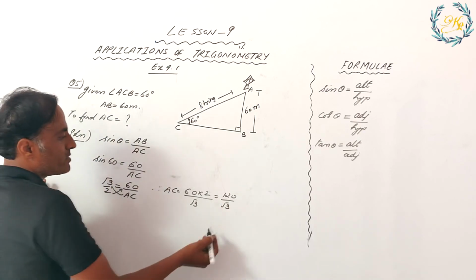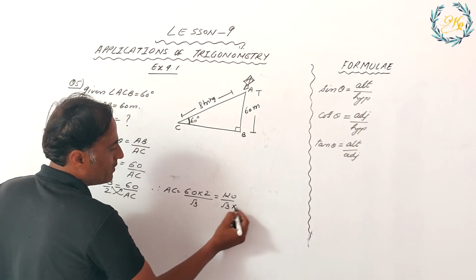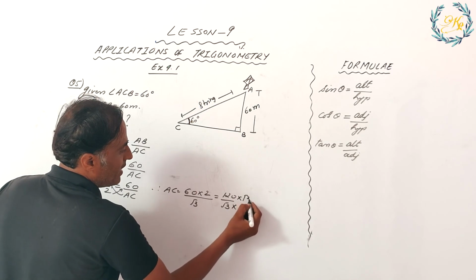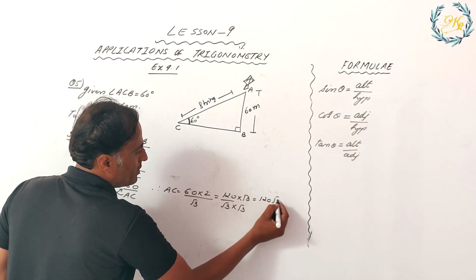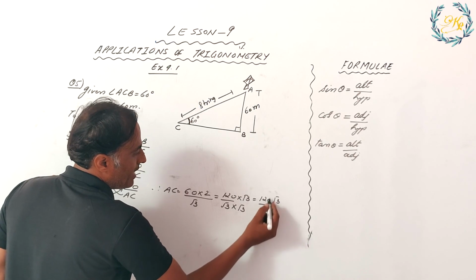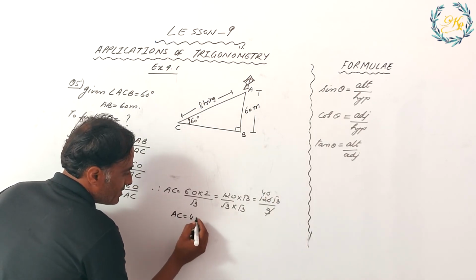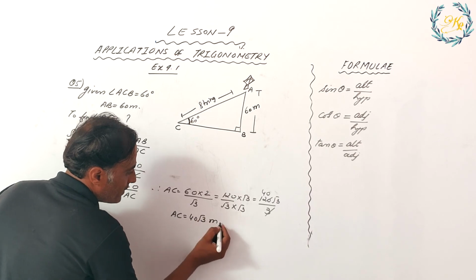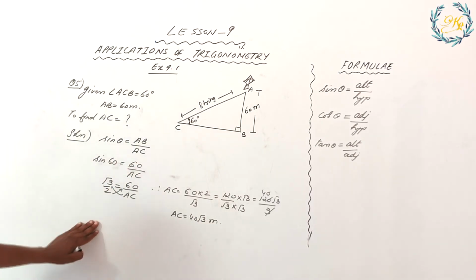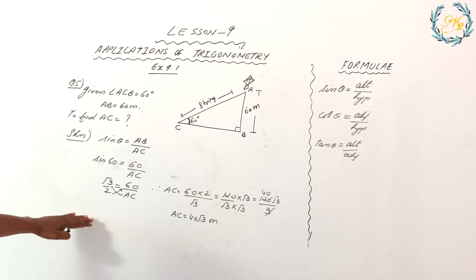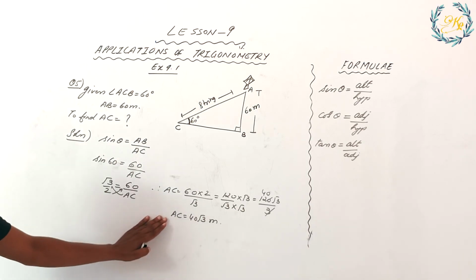Now as we have a number with a square root at the bottom, we will rationalize and we will land upon the answer as 120 root 3 upon 3. Cancelling these two values, you get the answer as AC is equal to 40 root 3 meters. So in the last line, you will write the answer as the length of the string is 40 root 3 meters.